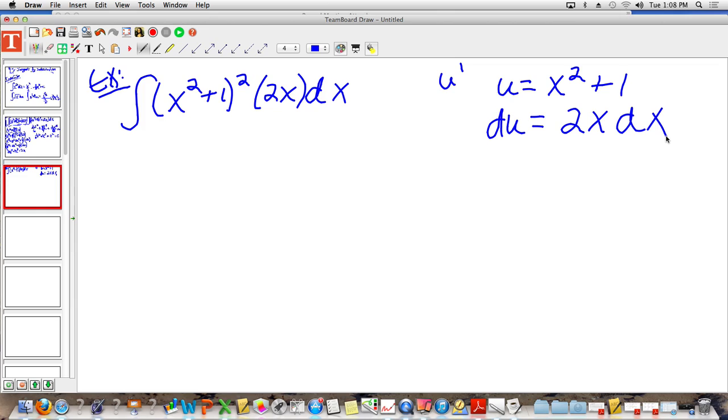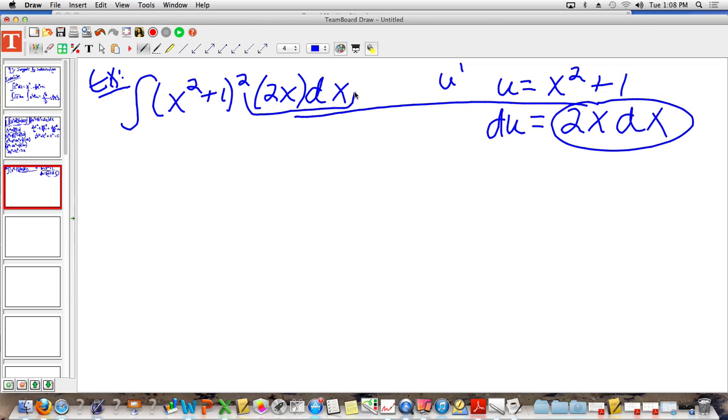So I want you guys to notice that this 2x dx looks very, very familiar. You see it right there? So I am going to do a rewrite here, as this is the integral of x squared plus 1 squared. Well, what is x squared plus 1? It is u. So we really have u squared. But then this stuff right here is also known as du. So now find the integral of this the same way that you always find the integral.